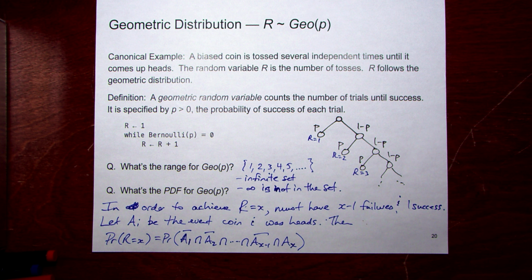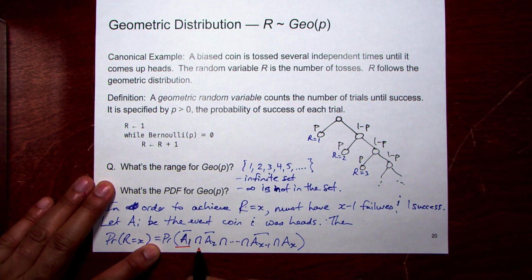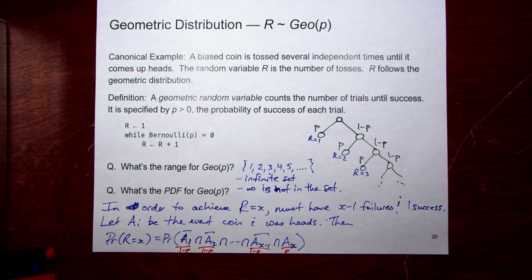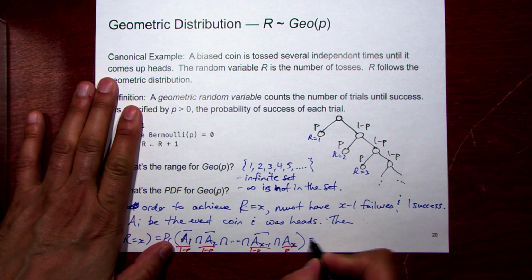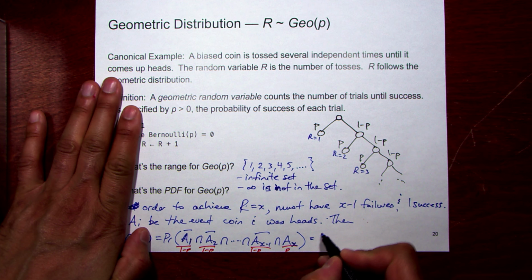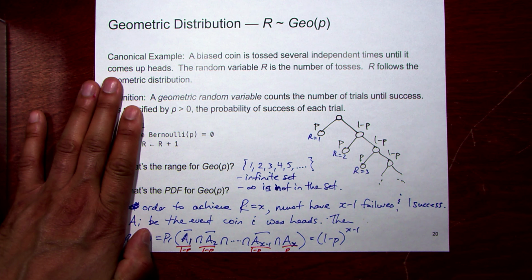Just like all the others, the independence drops out. All these are 1 minus p, and this one here is p. I'm not going to write out an intermediate step. I think we can skip that, but if you feel like you need to, go ahead. So 1 minus p multiplied together x minus 1 times, so that's 1 minus p to the x minus 1, times p.